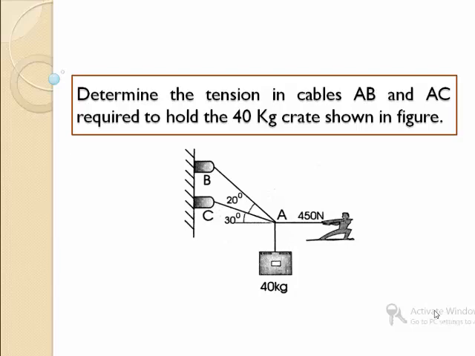Under these four forces, that is the tension acting in wire AB, the tension acting in wire AC, the 450 Newton pulling force, and the 40 kilogram crate, the force generated by the crate, the system is under equilibrium. Then it has been asked to calculate the tension acting in wires AB and AC.